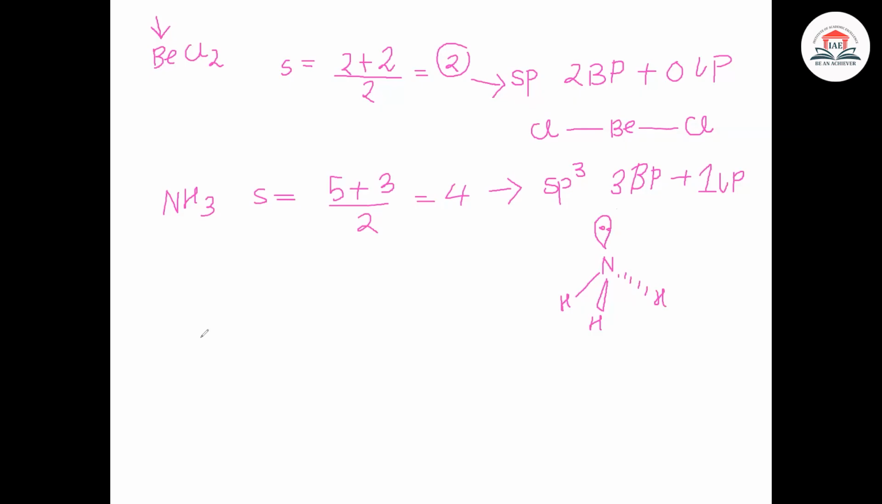নেক্সট হচ্ছে এটা হয়ে গেল। তারপরে PF5 তো অলরেডি আমি একবার বলে দিলাম। আর আছে ধর SF4, SF4 এর ক্ষেত্রে কি হবে? 6 প্লাস 4, তাই তো? 10/2 again কত হচ্ছে এটা? 5, মানে কি হবে? sp3d, তাই তো? sp3d। এবার বল কটা বন্ড পেয়ার, how many bond pair and how many lone pair will be there, বল। 4 bond pair, 1 lone pair. Yes, correct. 4 bond pair. আর শেপ কি হবে তাহলে?